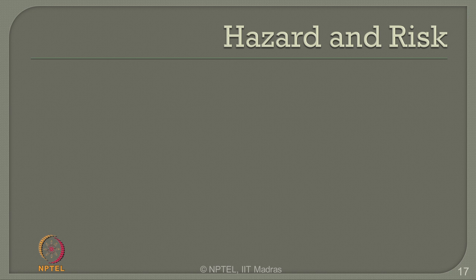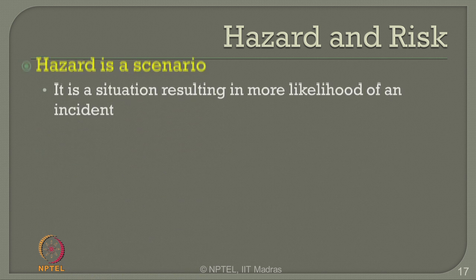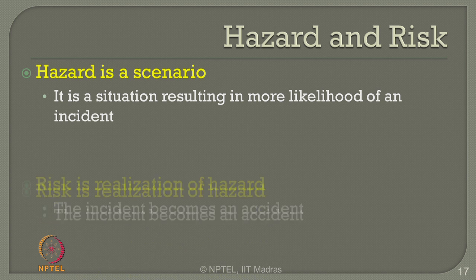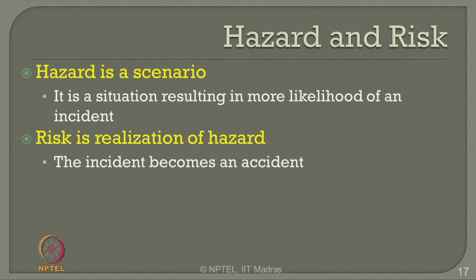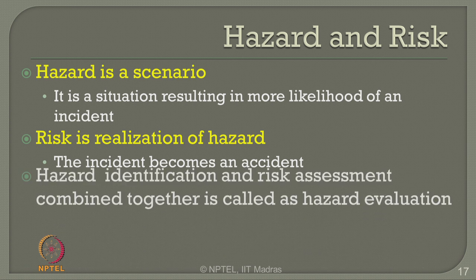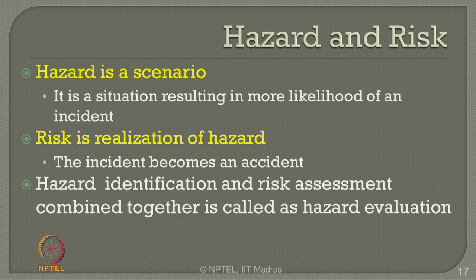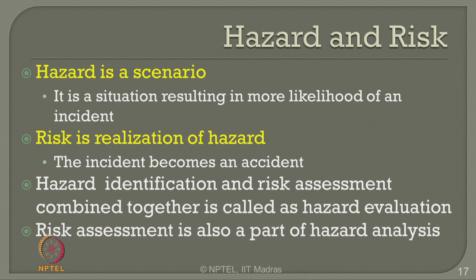Having said this, we started moving our lectures from risk towards hazard management. Let us quickly see the comparison between hazard and risk. Hazard is a scenario whereas risk is the realization of the scenario. Hazard is a situation resulting in more likelihood of an incident, whereas when the incident becomes an accident, this is called risk. Hazard identification and risk assessment combined together is called hazard evaluation. Risk assessment is also a part of hazard analysis, which we did in a few lectures.